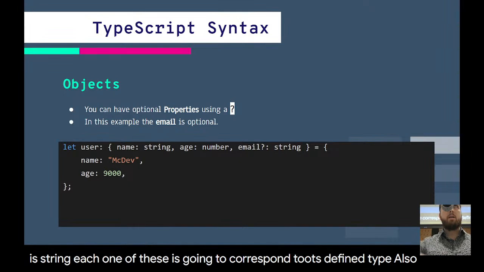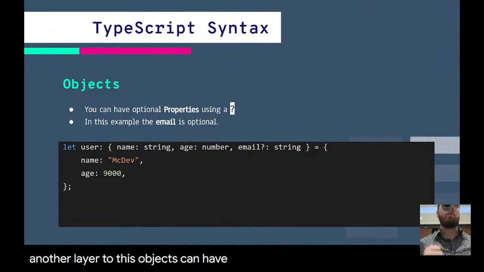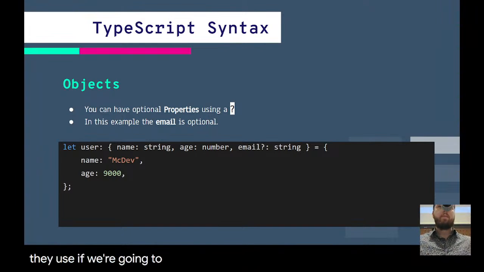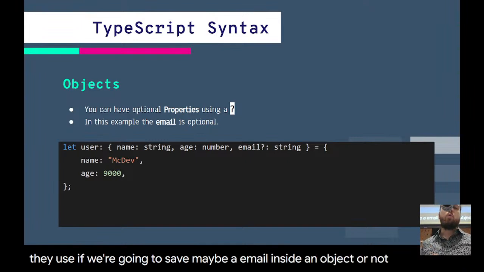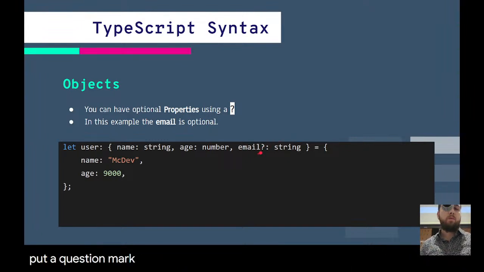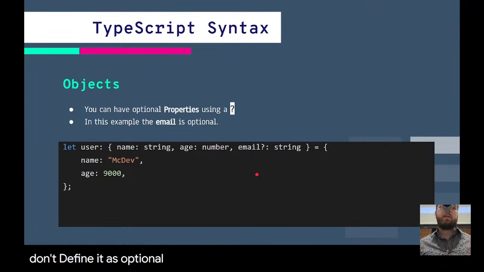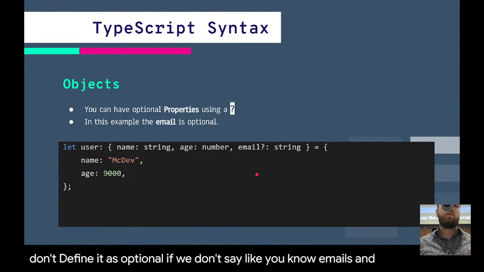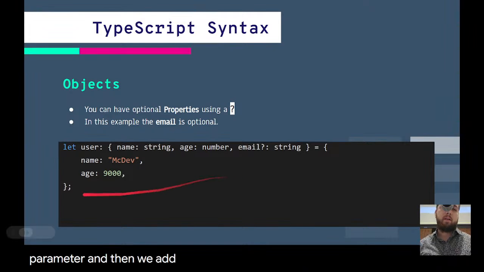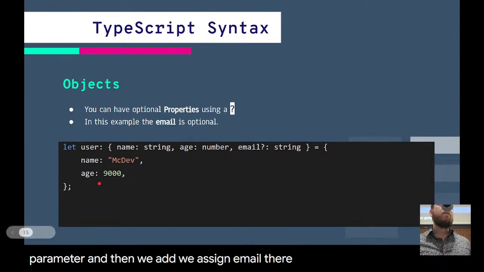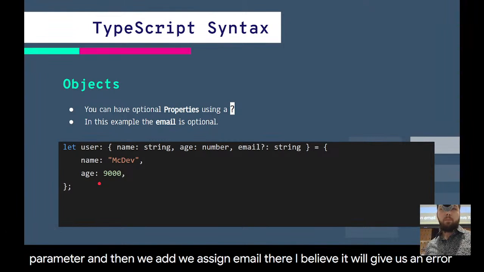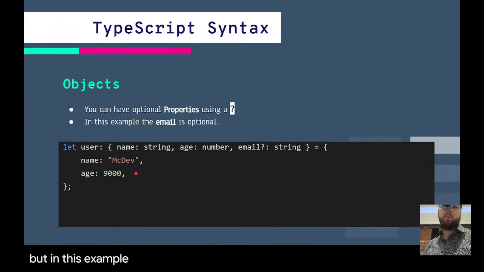Also, to add another layer to this, objects can have optional parameters. If we're not sure whether we're going to save, say, an email inside an object or not, we could put a question mark before the colon right here. This defines it as optional. If we don't say email is an optional parameter, and then we assign email there, I believe it will give us an error. But in this example, because it's optional, it does not.